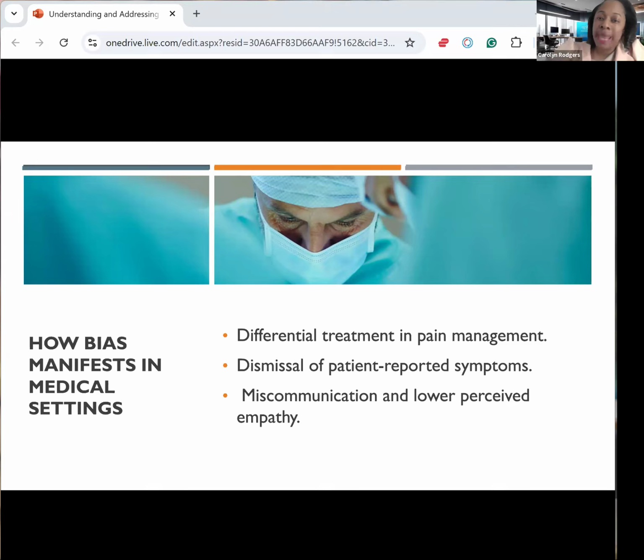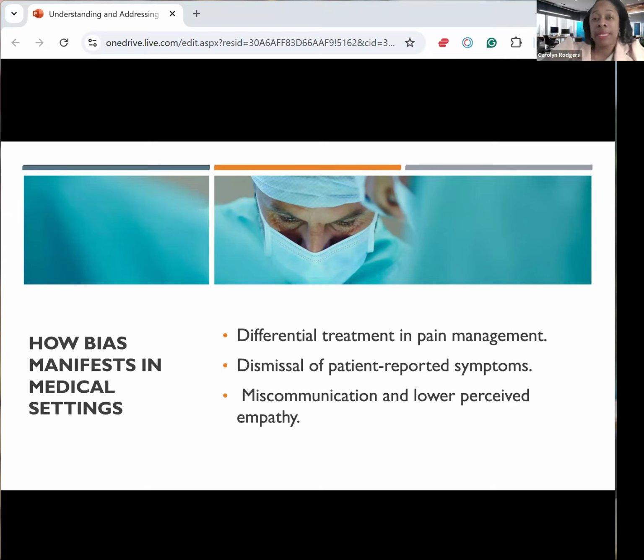An example of downplaying or ignoring what a patient is reporting is that Black women's pain reports are less likely to be believed or taken seriously. That is a big reaction that we tend to see. Number two is delayed diagnosis and treatment. There can be biases which lead to slower recognition of serious health conditions, resulting in delayed or inadequate treatment.